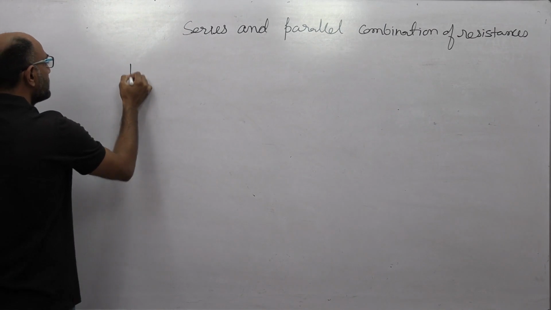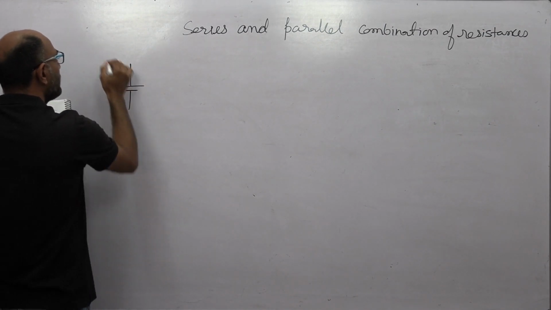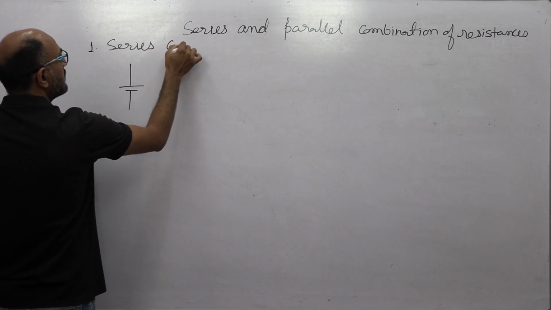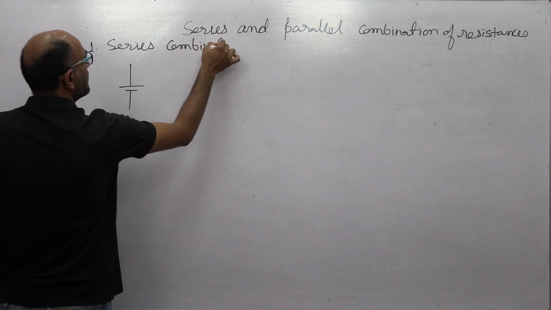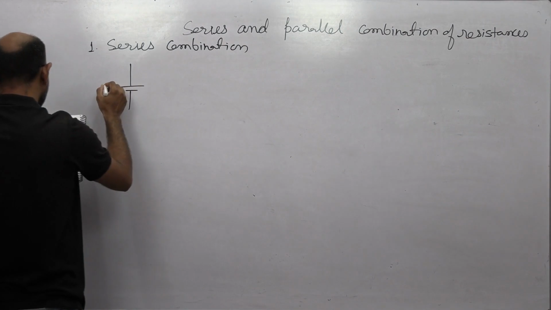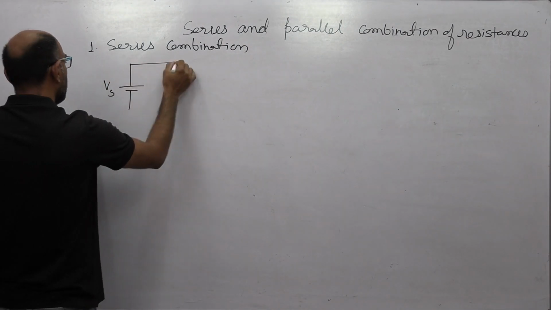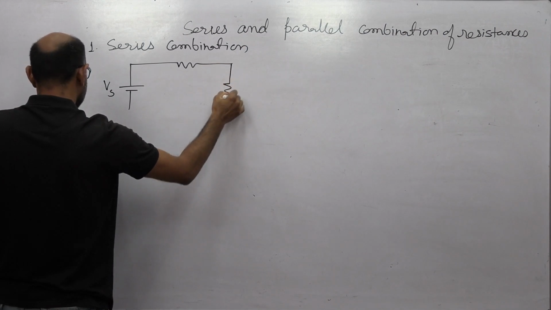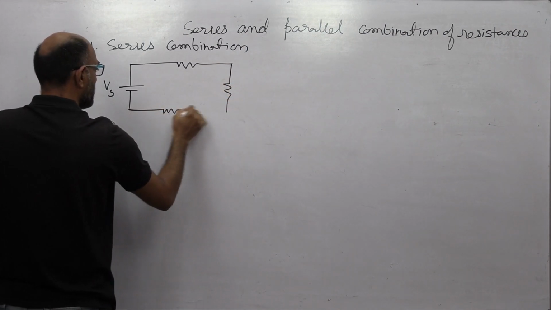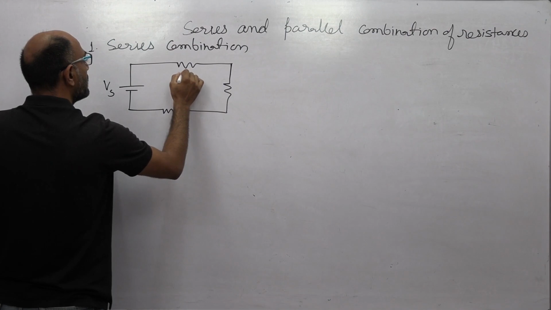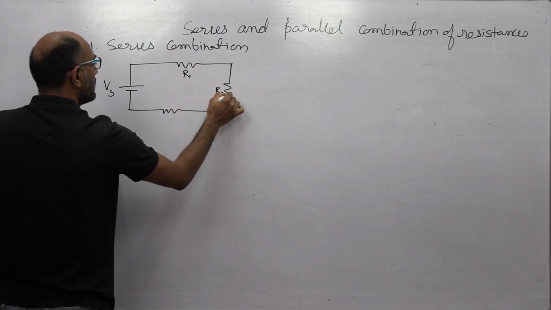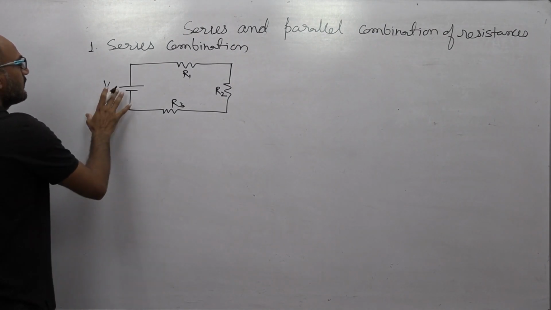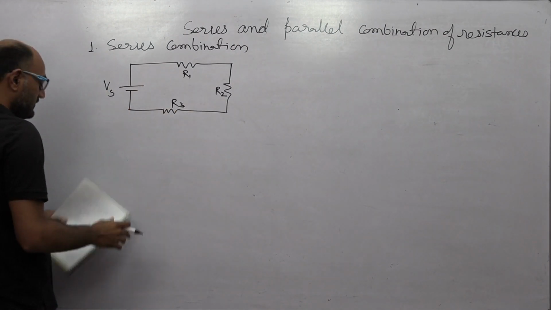Series combination, example first. Suppose this is your voltage source, this is R1, this is R2 and this is R3. It is given to you what the values of Vs, R1, R2 and R3 are.